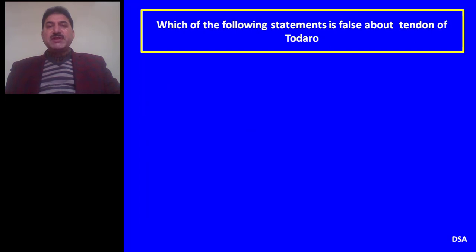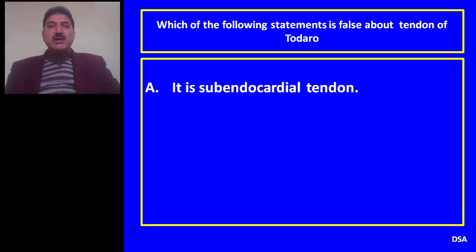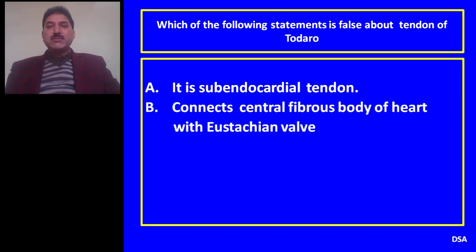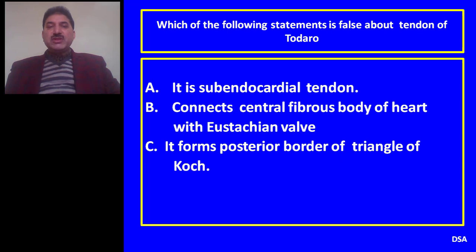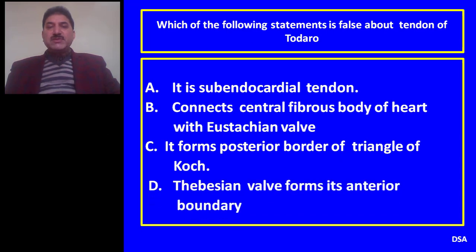Which of the following statements is false about tendon of Todaro? A. It is subendocardial tendon. B. Connects central fibrous body of heart with Eustachian valve. C. It forms posterior border of triangle of Koch. D. Thebesian valve forms its anterior boundary. D is the wrong option.